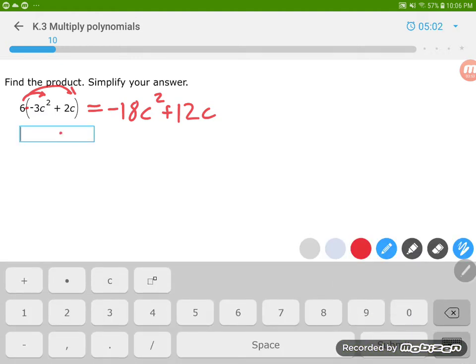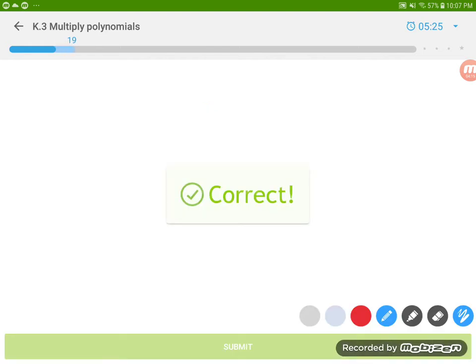So our final answer is going to be negative 18 c squared plus 12c. Nope, that's all superscript. There we go, plus 12c, and that should be good. Cool.